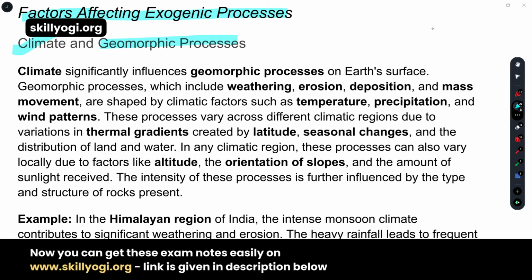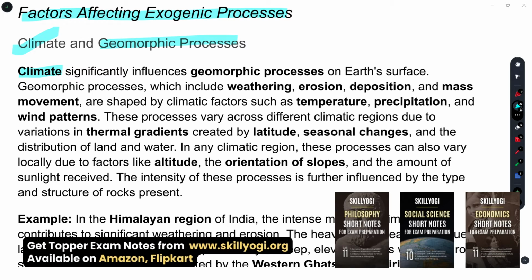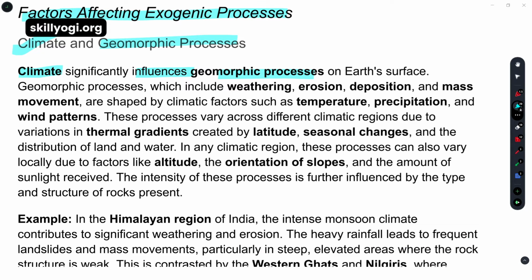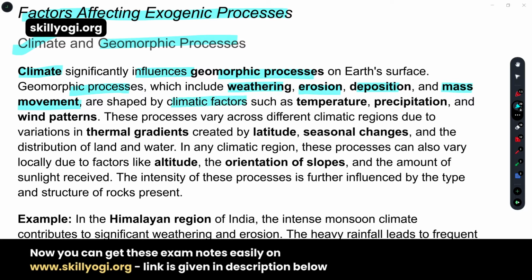of the landforms. Climate, we all know, is a very important factor to make the landforms in a different way. So climate significantly influences the geomorphic processes on the earth surface. How? The geomorphic processes, which include, as we have already learned, weathering, erosion, deposition and mass movement. These 4 parts are included in geomorphic processes, and these are reshaped by the climatic factors such as temperature, precipitation and wind patterns.